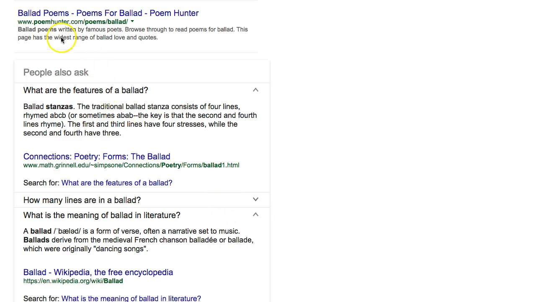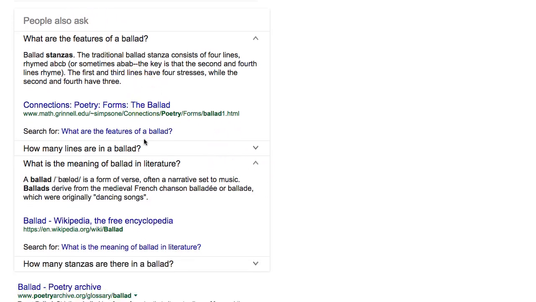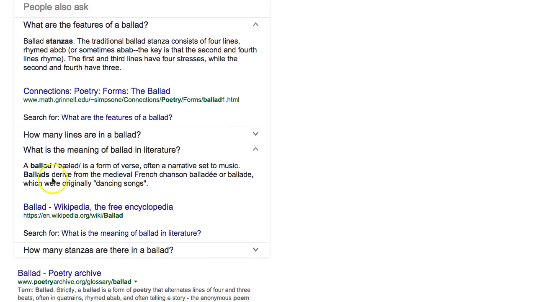Well, I've just Googled ballad poems. And if we come down, we'll find out what a ballad is. So here it is. It's a form of verse, often a narrative, which means it tells a story, and it's often set to music. And therefore, you would want to discuss why this story is being told. The fact that it's in verse will make it more memorable. So why is it important that that story is handed down through the generations, perhaps? Why is it important for people to remember this particular story? Maybe it's about a hero, or maybe it's got a moral in it. And that's how I would talk about the form.